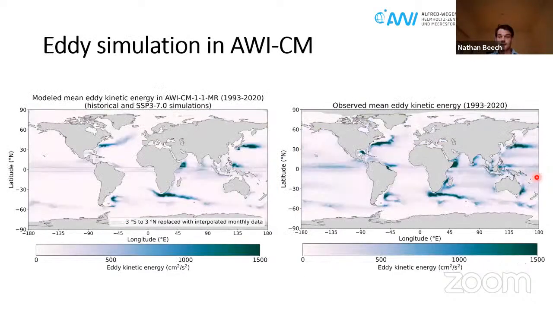And so how do we perform when it comes to that? Well, on the left here, you can see eddy activity simulated by AWI-CM. The variable here is eddy kinetic energy, but we don't need to get into that or how it's calculated. All we need to know is that it's an indicator of eddy activity. And on the right here, you can see the same thing, but as it's observed using satellites. And what we see is that in these key regions, we reproduce eddy activity pretty well.